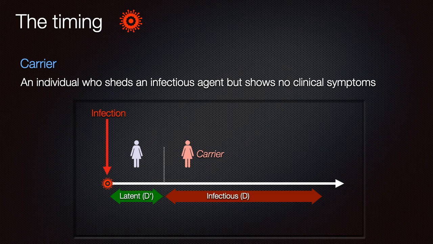Okay, just to finish up, the last two here, a carrier. A carrier is an individual who is shedding an infectious agent but shows no clinical symptoms. So a person in that subclinical infectious period, in that gold period, is called a carrier. You'll often hear carrier referred to as asymptomatic individuals, these days in particular. They're essentially interchangeable, although they're not exactly the same. Asymptomatic can refer to infected individuals in the latent phase as well. It's a more generic term than a carrier. We're not going to concern ourselves with those distinctions.